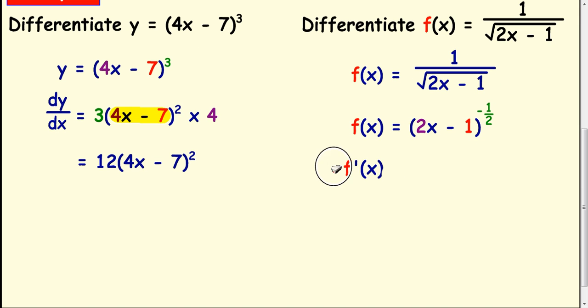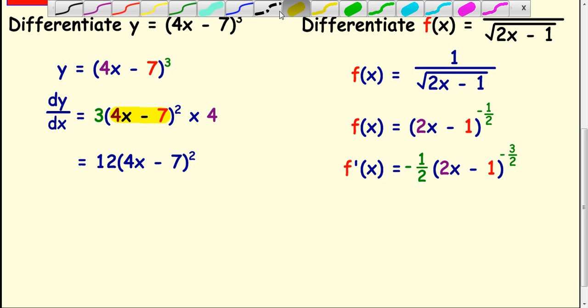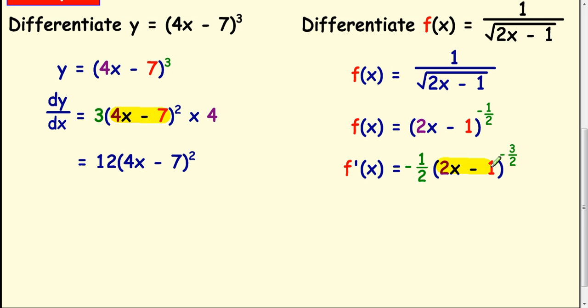Now we can differentiate this function. Multiply down by the negative a half, write your bracket out again, and reduce the power by 1, so it goes to negative 3 over 2. We then have to multiply by the derivative of the bracket in here. The derivative of this is just 2. So multiplying this by 2 here, you're going to get a negative 1.